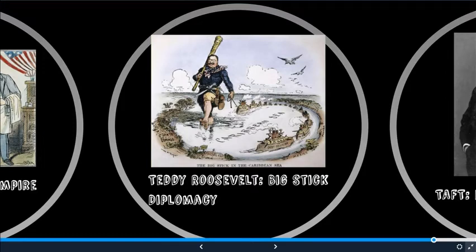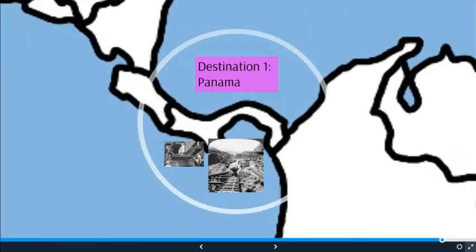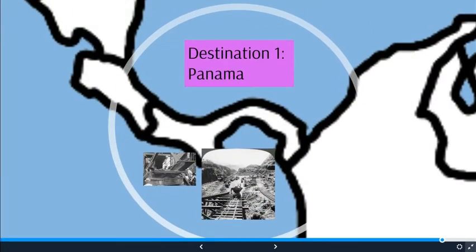If a country will not cooperate, Teddy Roosevelt believes in using force. That's his big stick, that he's going to pull out the Navy, he's going to use the American military to basically expand American power overseas. Now, the best example of big stick diplomacy is what happened in Panama.